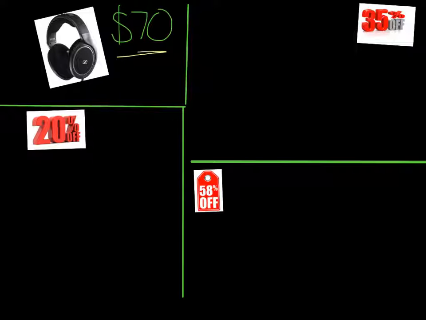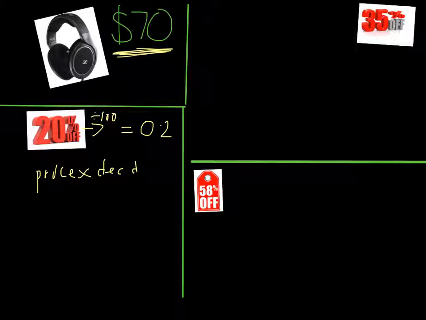Let's now use, with these $70 headphones, find out what they would cost if it was 20% off, 35% off, and 58% off, finding a discount as well. So to find 20% off, we want to first convert this percentage into a decimal by dividing it by 100. So that's going to be equal to 0.2. Then if we do the price times by the decimal discount, we will then find the discounted price. So the price here is $70 times by the decimal, which is 0.2.